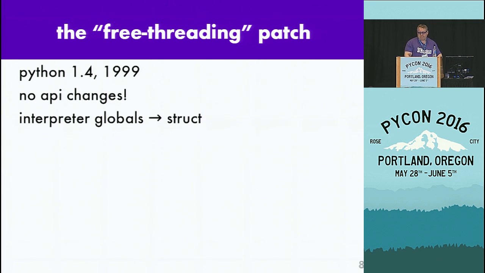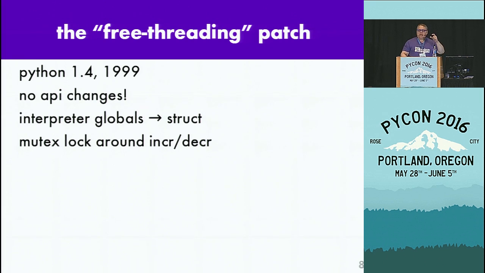We have that today. It added a single mutex lock around anchor and decker. On Windows, it used something smarter called interlocked increment. And it made your code between 4 and 7 times slower. So again, I want to just make this point. The GIL makes your code run fast, and removing the GIL makes your code run more slowly, and that's the challenge of removing the GIL.